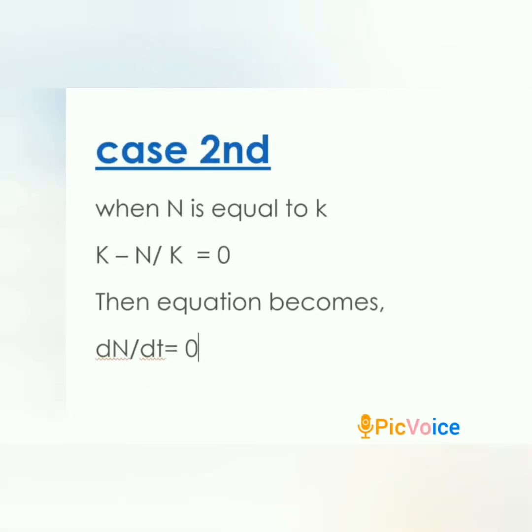In case 2, N is equal to K, which means population size is equal to its carrying capacity. So (K - N)/K will be equal to 0. Therefore, the equation becomes dN/dt = 0. As a conclusion, if N is almost equal to K, then the growth rate will be 0. Then there will be a number of species and resources available for all the individuals.